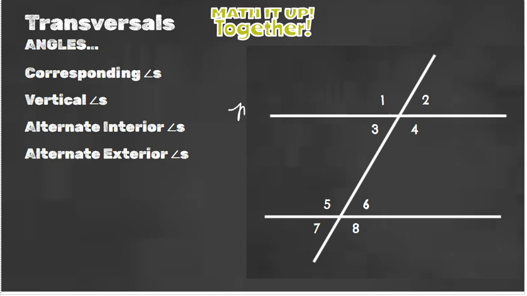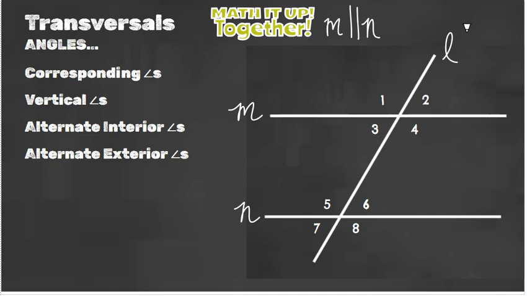Often you will see lines named by lowercase cursive letters. I don't know why they choose that, but they do. And it will say M is parallel to line N. And then you might have this line named L, and L is a transversal. It's a line that is intersecting two parallel lines or a set of parallel lines.